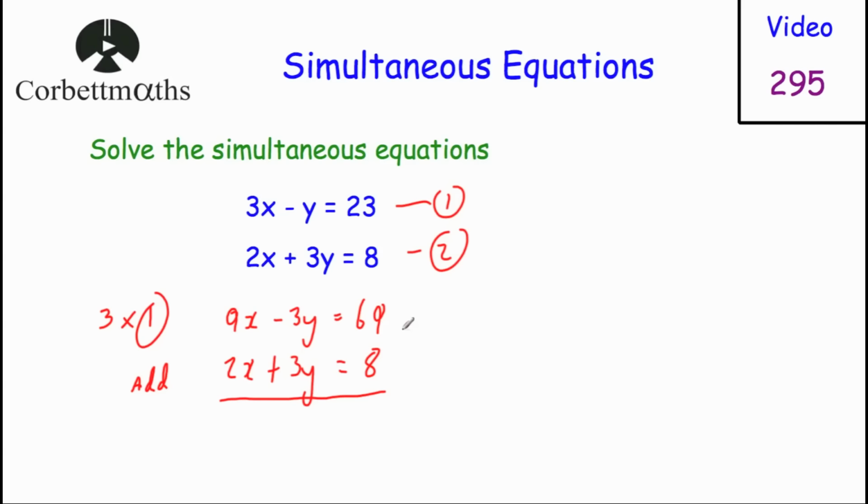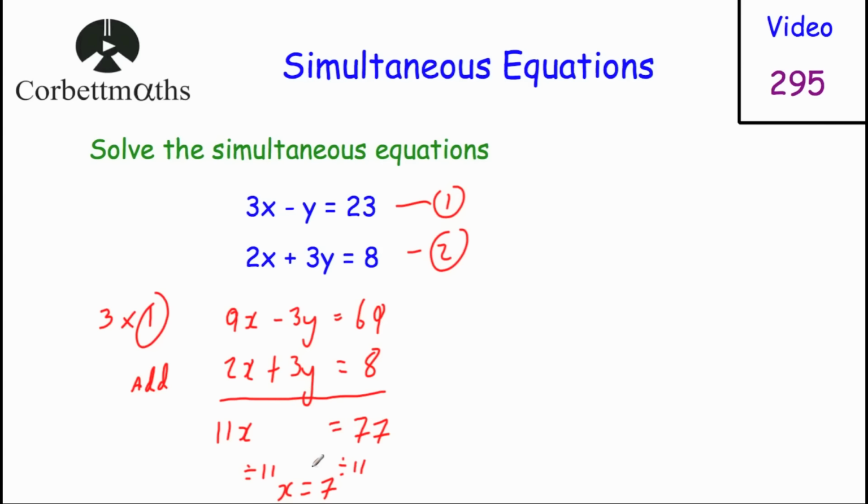Now what I'm going to do is add these two equations together. So 9x plus 2x would be 11x. Minus 3y plus 3y is 0, so they cancel out. And finally we've got 69 plus 8, that's equal to 77. So we've got 11x equals 77. Now we can divide by 11 and divide by 11 and we get that x equals 7. So x equals 7. So that's fantastic.